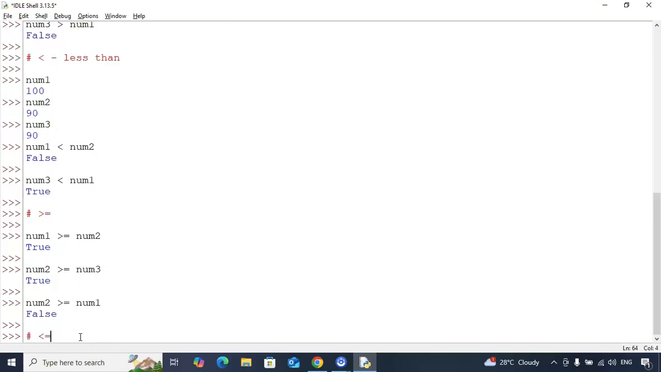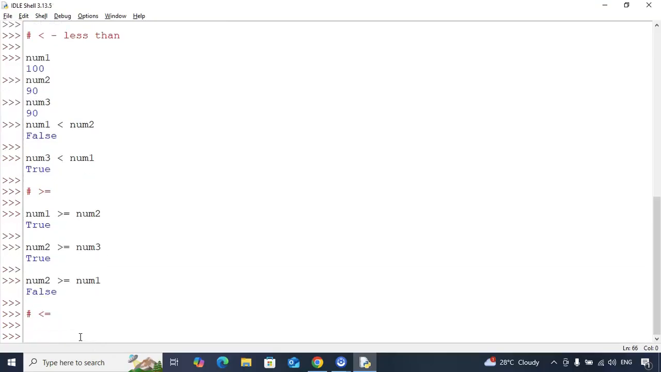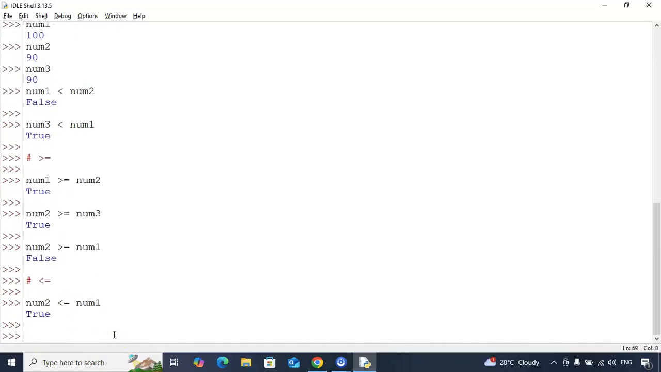Next is the less than or equal to operator. Again, it is similar to greater than or equal to, but in the opposite sense. It will give you true when the left side value is either less than or equal to the right side value, right? Let's say num2 less than or equal to num1. Is num2 less than num1? The answer is yes. So when it is less than, it will not check whether it's equal or not. First condition is correct, so it will give you a true.